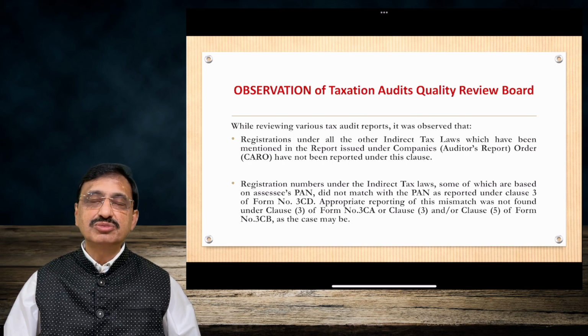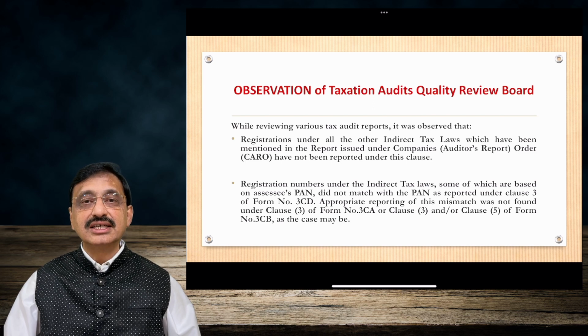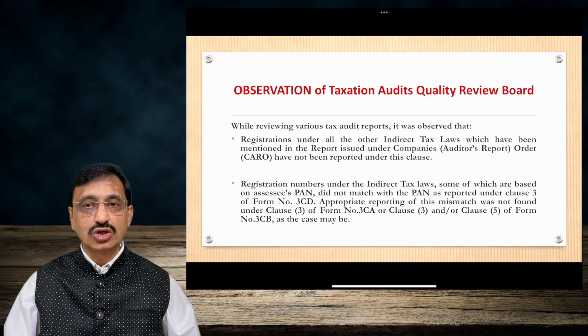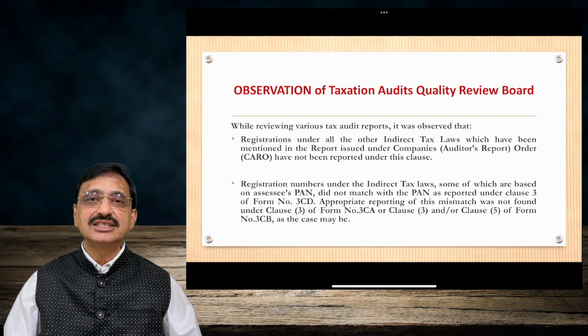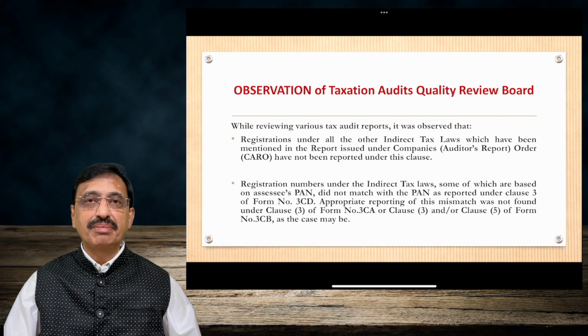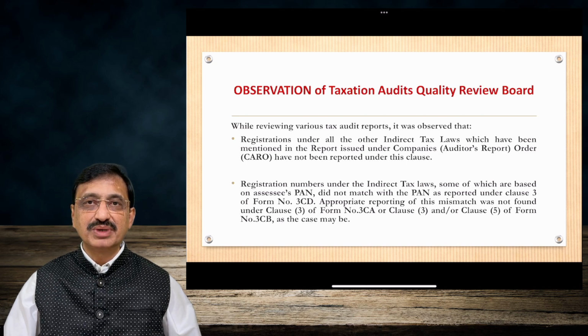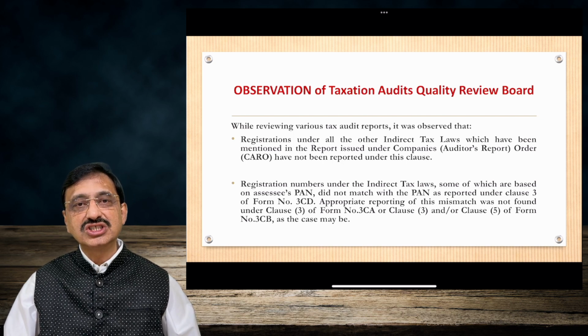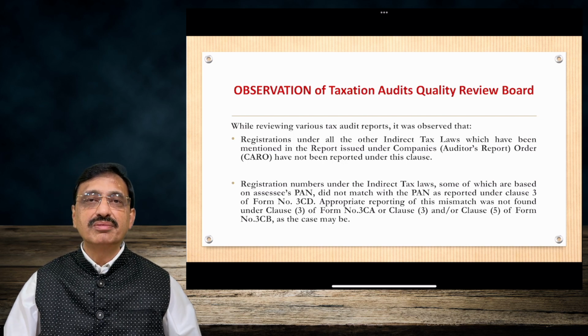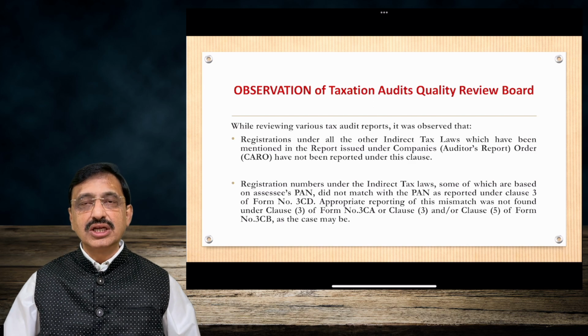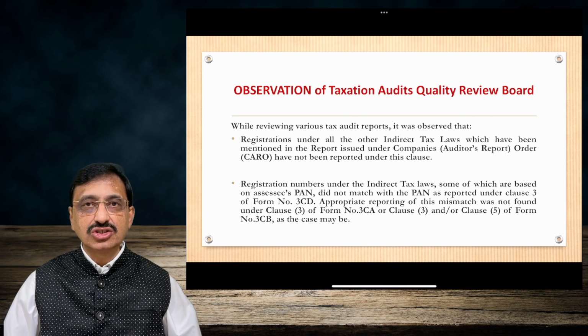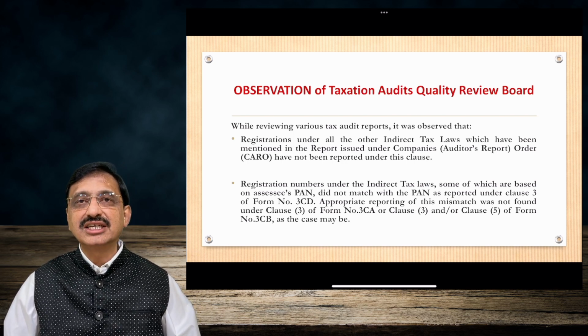Further, it has been observed by the TAQRB that registration numbers under the indirect tax laws, some of which are based on SSE PAN, did not match with the PAN as reported under clause 3 of form number 3CD. Appropriate reporting of this mismatch was not found under clause 3 of form number 3CA or clause 3 and/or clause 5 of form number 3CB, as the case may be. Now, this is the observation that is being made by the Taxation Audits Quality Review Board while reviewing the tax audit reports that have been furnished by various enterprises.